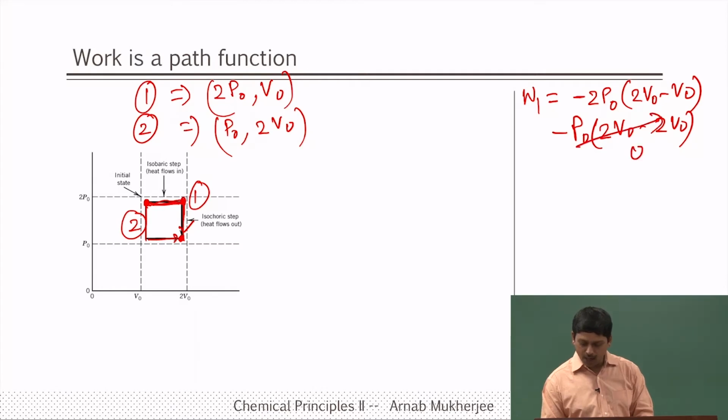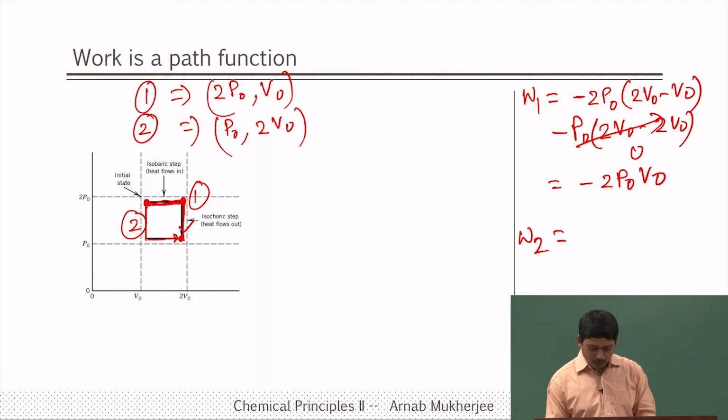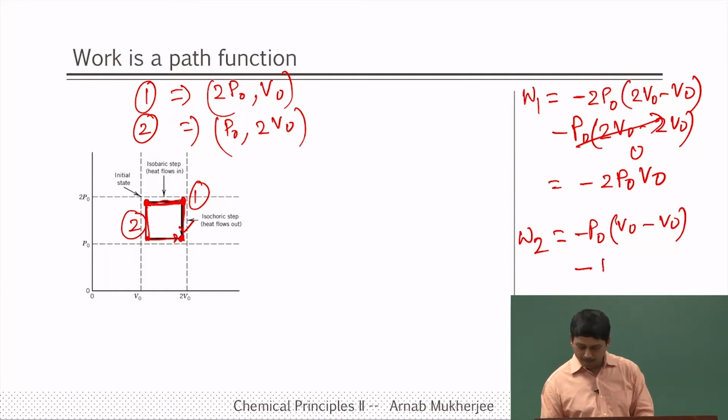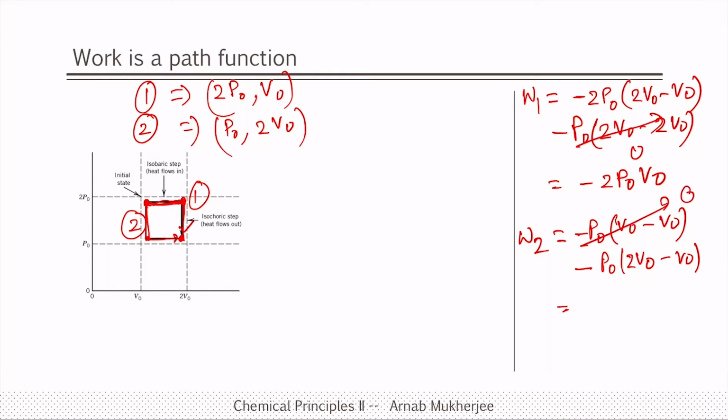So, this is 0, and the first one is giving you minus 2P0 V0, that is the work done in route number 1. What is the work done in route number 2? First step, final pressure is P0, right. So, minus P0 into volume did not change, and that was V0 minus V0. And the second step, external pressure is P0, right, and volume changes from V0 to 2V0. So, this gives you 0, it gives you minus P0 V0.